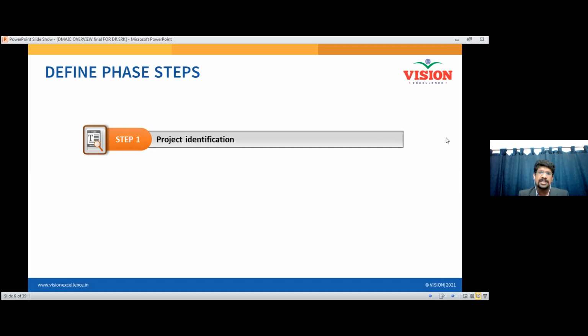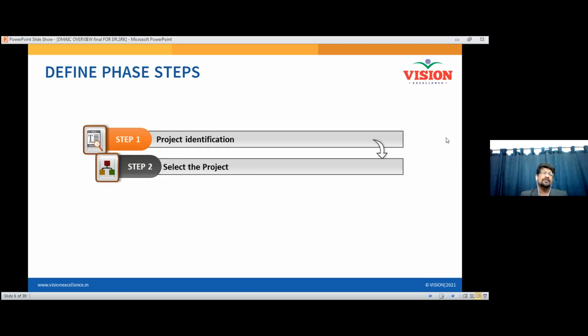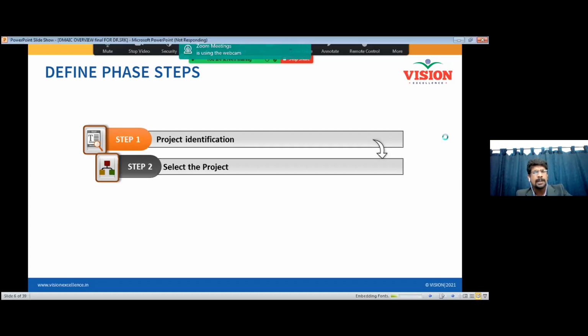The first and foremost thing is project identification. See, I have a lot of problems. If I ask for a problem, I may get a lot of problems. I may get a lot of information about particular issues from manufacturing, quality control, purchase, inventory control, and logistics. So first I have to identify the projects. Each problem gives me an opportunity to do a project and improve my performance, the company's performance, and the particular department's performance.